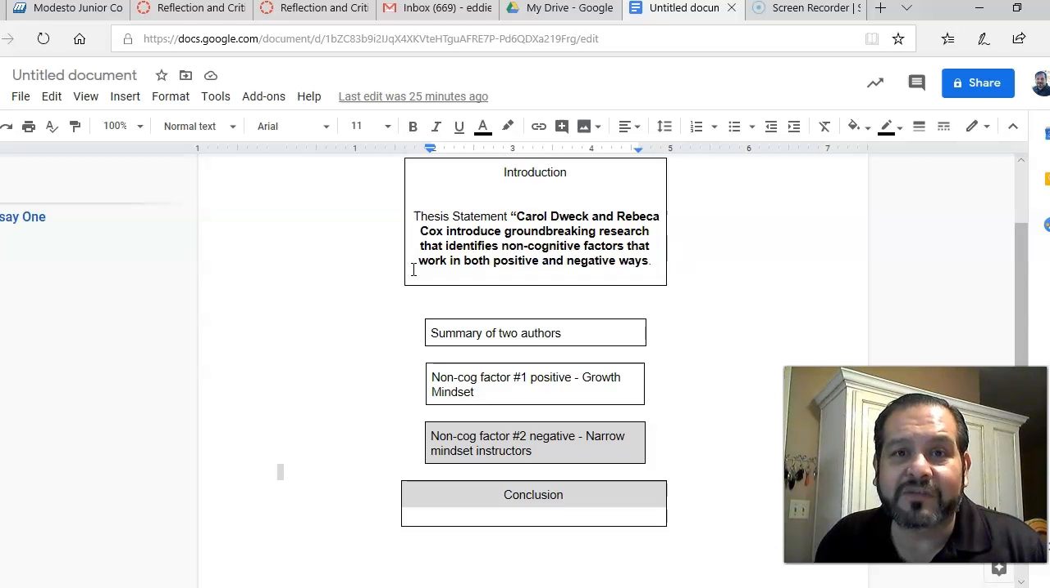Okay, that's a real simple introduction. Rough draft, we can make it a lot better in subsequent drafts. But the important thing is you set this up. You're going to be talking. The prompt lets you talk about 2 non-cognitive factors, either positive or negative. I've chosen 1 positive, growth mindset, and 1 negative from Cox about the narrow mindset of instructors.